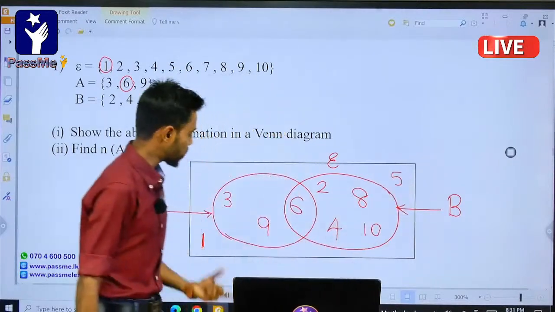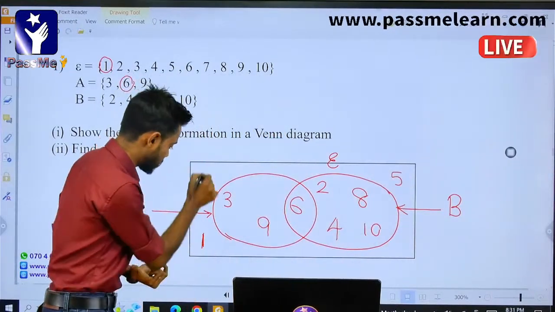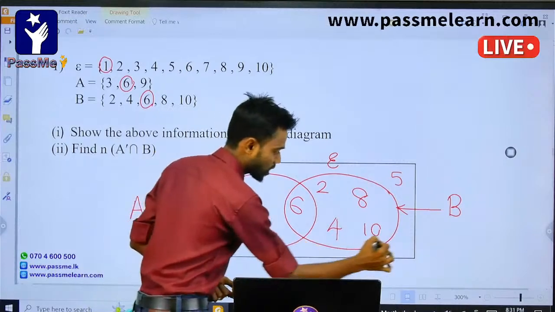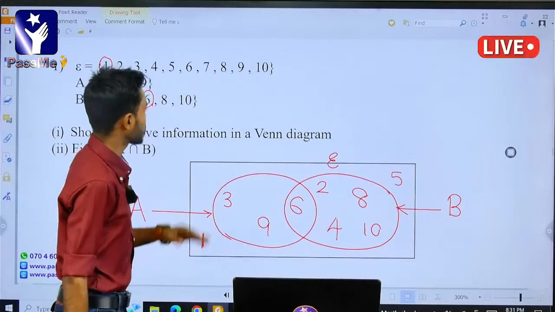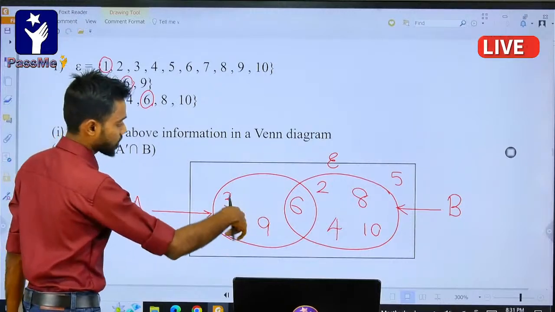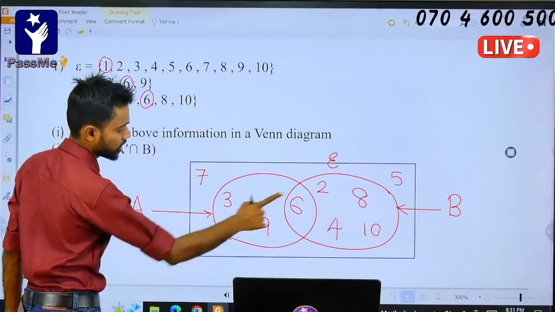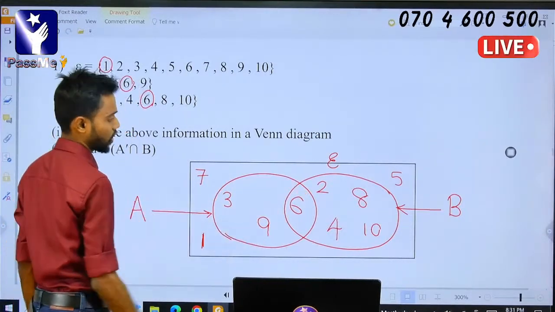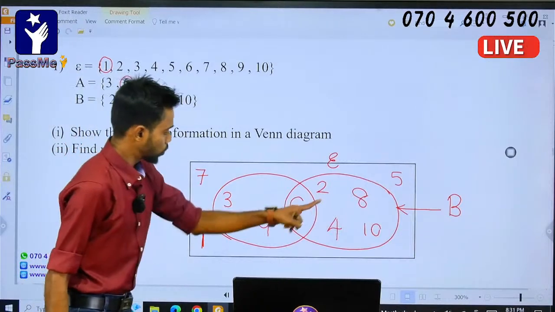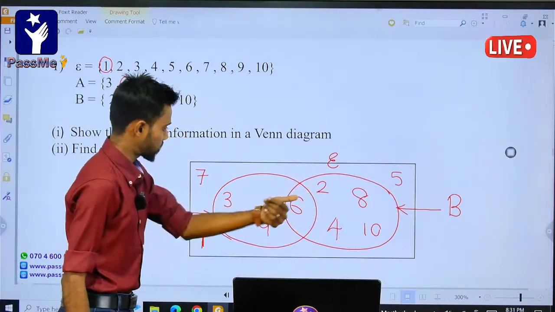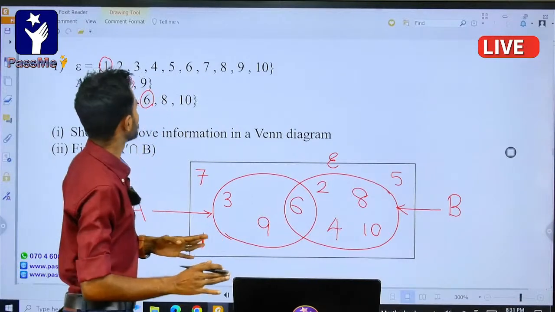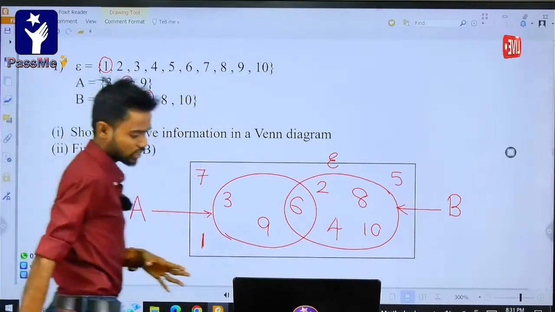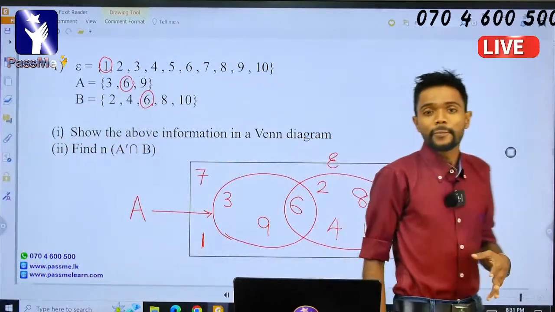So don't worry. If you want, you can write number 5 here. If you have a space, you can write 5, 6. Yeah, 7 is there, 8 is there, 9 also there, 10. Right. 1, 2, 3, 4, 5, 6, 7, 8, 9, 10. All the elements I have inserted into the Venn diagram like this.